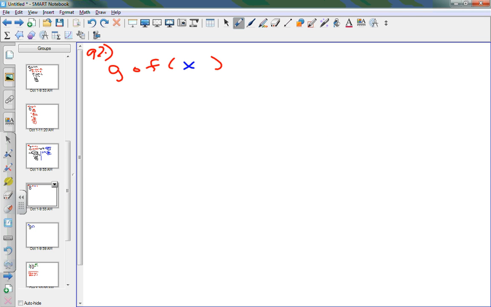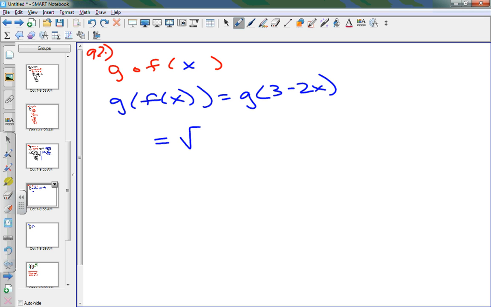What I would have done is I would have done F at G, or G of F first. Okay? What is G of F? Well, that means we're going to do G of F of X. What is F of X? What's F of X? 3 minus 2x. And what's G defined to be? The square root. So that's going to be the square root of 3 minus 2x, right?